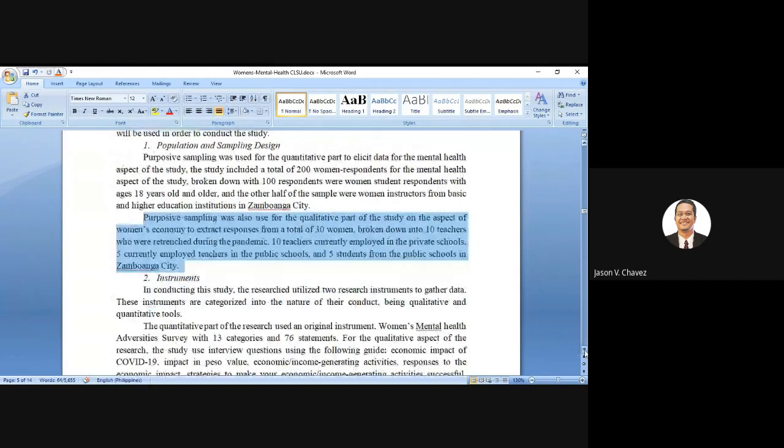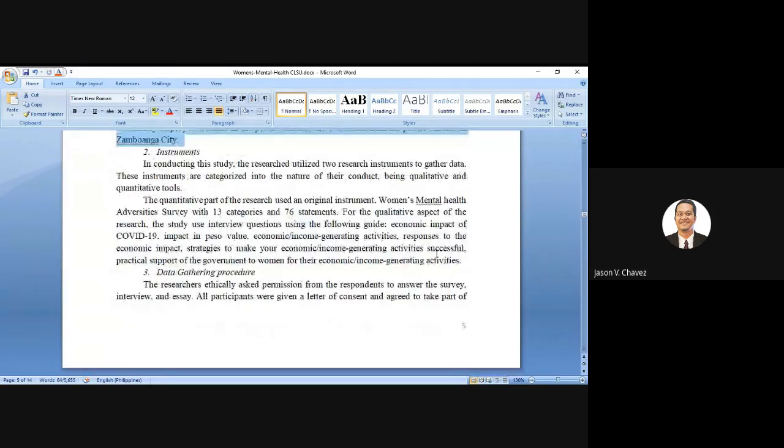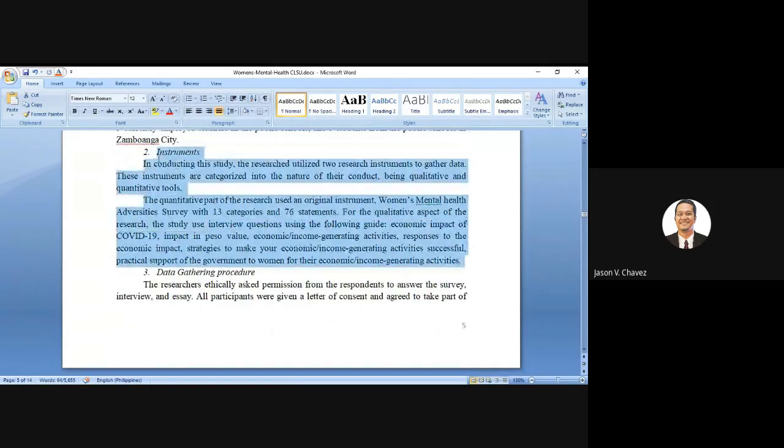What about the instruments? So how do we discuss the instruments? If you're doing quanti-quali, you will be explaining it in the instrument, right? The point of instrument is basically what are the tools that you're going to use in order to gather the data, right? So you should have appropriate instruments to get this data.